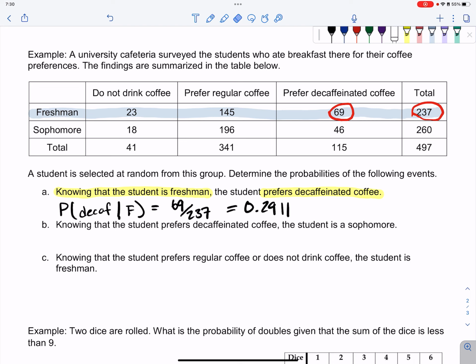The next one, we are asked, knowing that the student prefers decaffeinated coffee, the student is a sophomore. So now we have been given that they prefer decaf, and we want to find the probability that they're a sophomore. So probability that they are a sophomore given that they prefer decaf coffee.